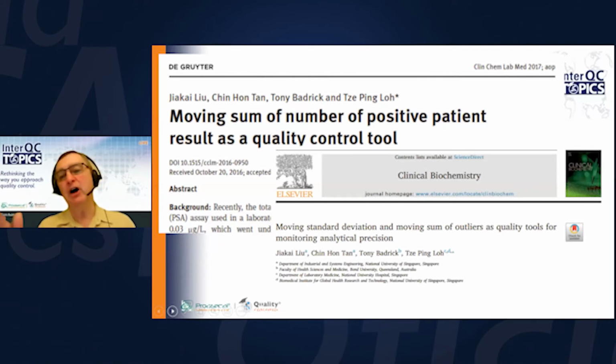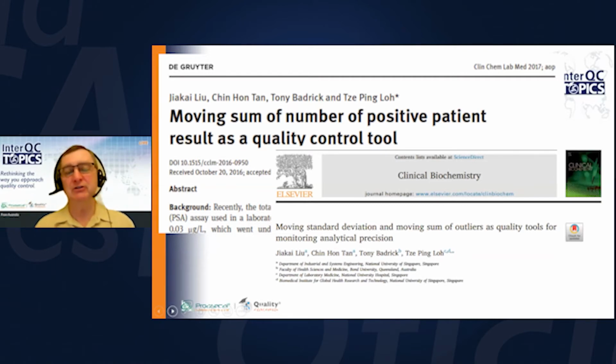He started to notice that, in fact, the PSAs on his patients had a lot more positive results, a lot more patients post-prostatectomy that had detectable PSA. And in fact, it got up to about 70% of his patients after surgery having detectable PSA. And he queried the result.